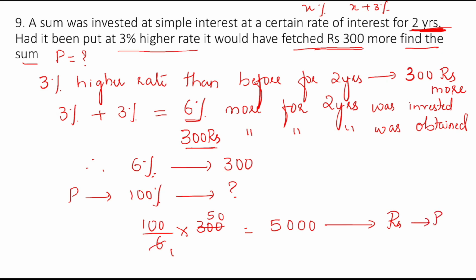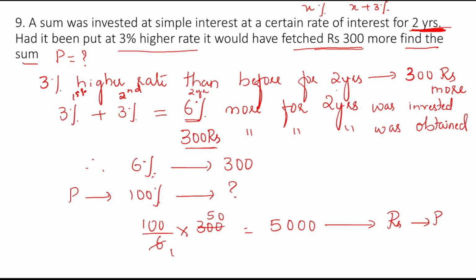Hope you have understood. See here, 3% higher rate than before. Whatever was before, let us not know that. If we had invested 3% higher for 2 years, that means 3% for the first year and 3% more for the second year, totally 6% more than whatever was before. So 6% more for 2 years, how much more would we get? 300 rupees more. So 6% more in terms of percentage and 300 rupees more in terms of money.